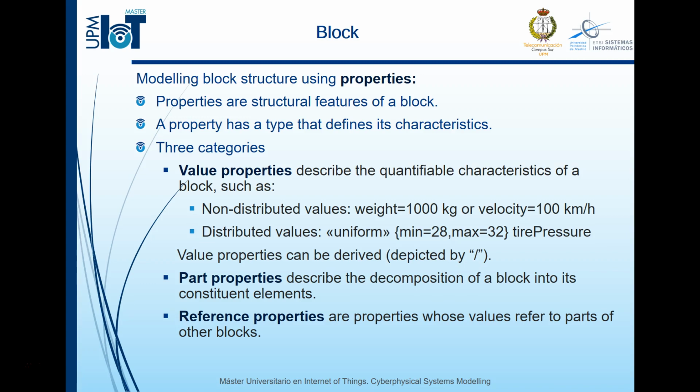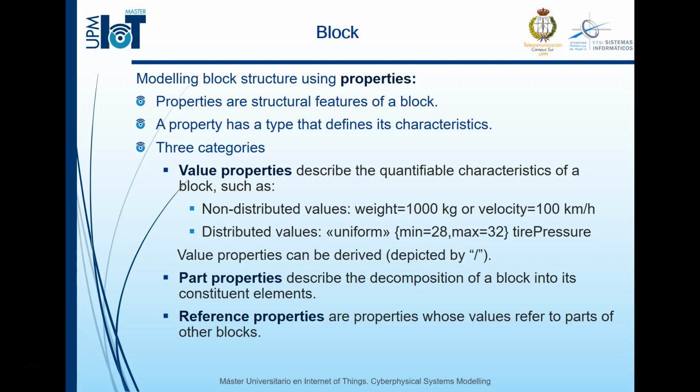These properties could be represented as non-distributed values, for example, weight, 1,000 kilograms, speed or velocity, 100 kilometers per hour, or maybe you can use some distributed values. This is a uniform, or you have different probability distributions to model the behavior of this property. Maybe we can also have some ranges. For example, tire pressure, the minimum value could be 28 and maximum could be 32. And in terms of value properties, sometimes the value is a derived value. That means the value is calculated in terms of some other values. In that case, we have to apply a modifier explaining that it is a derived value.